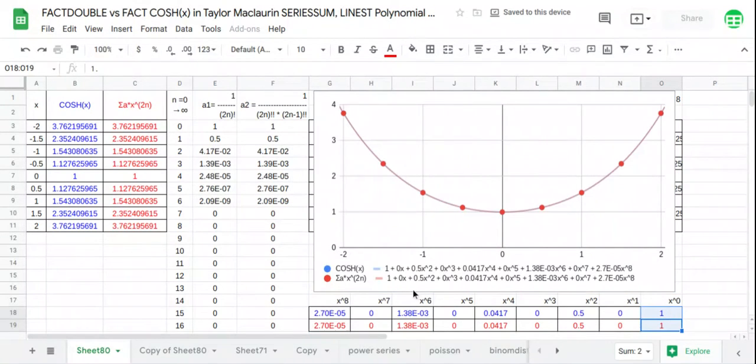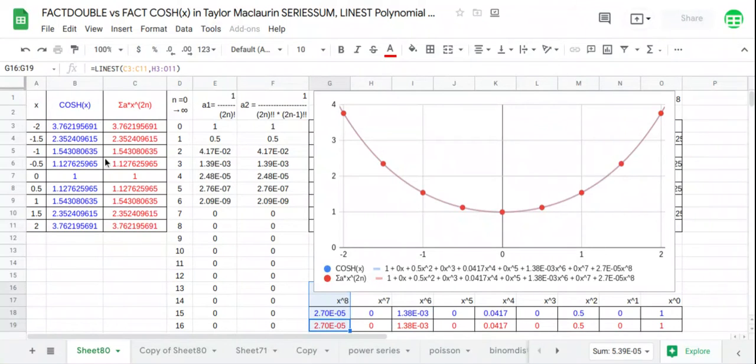Coefficient of x to the 0, 1. Coefficient of x, 0. Coefficient of x squared, 0.5. Coefficient of x cubed, 0. Coefficient of x to the 4th, 0.0417. Coefficient of x to the 5th, 0. Coefficient of x to the 6th, 1.38 times 10 to the minus 3. Coefficient of x to the 7th, 0. Coefficient of x to the 8th, 2.7 times 10 to the minus 5.